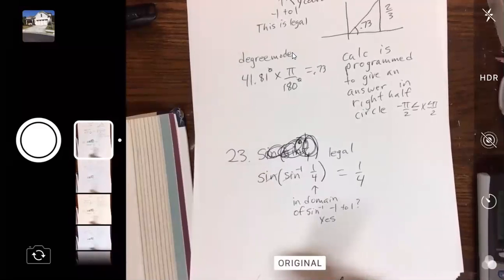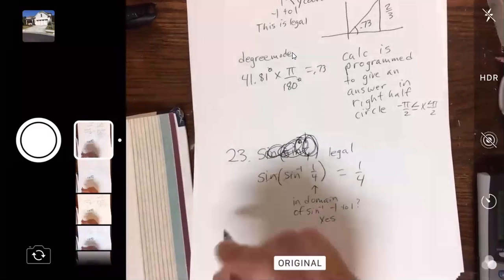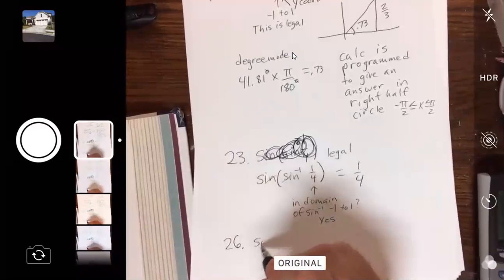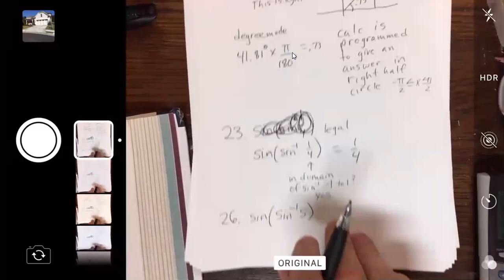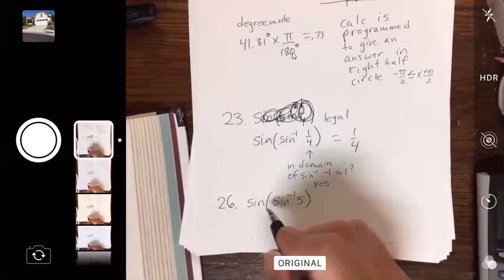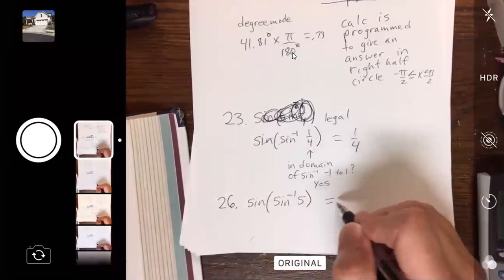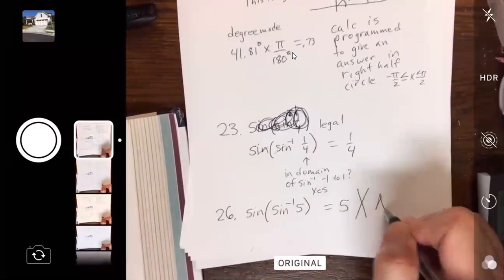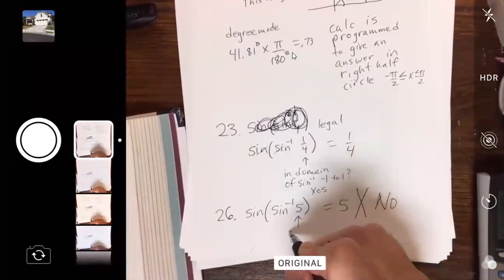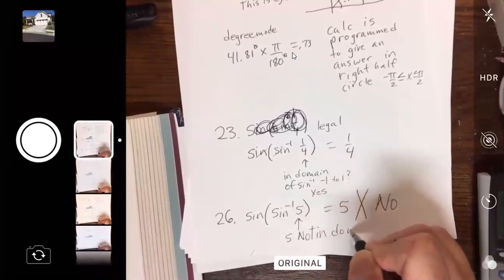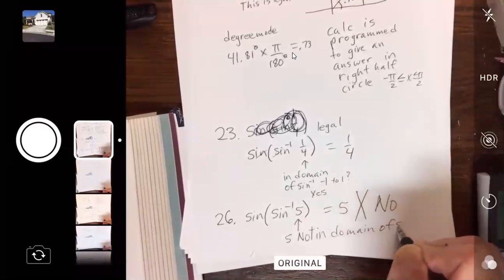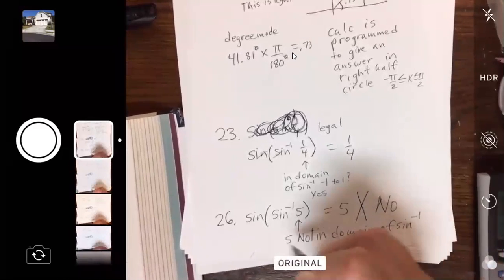Okay, let me see if I can spot something that's nastier. 26. Sine of an arcsine of 5. See, what happens is people will come along and do this, and 1/4. So sine of an arcsine of 5 must be equal to 5. No, 5 is not in the domain of arcsine. This is undefined.